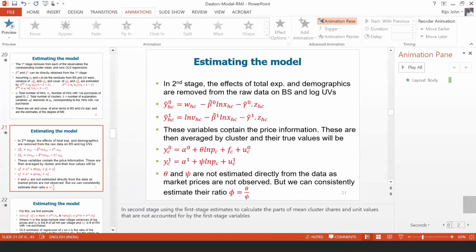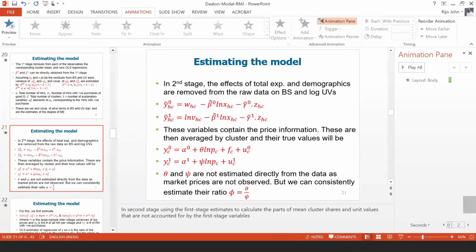Now we have a cluster level variable. These are basically aggregated for all households within each cluster, right? And now the YC0 and YC1 rightly retain the information on prices. See the theta, L, and PC coming from the budget share regression, and psi, L, and PC coming from the log unit value regression. Those are retained, and the other error terms are also retained there. So now we have constructed two cluster level variables, YC0 and YC1.